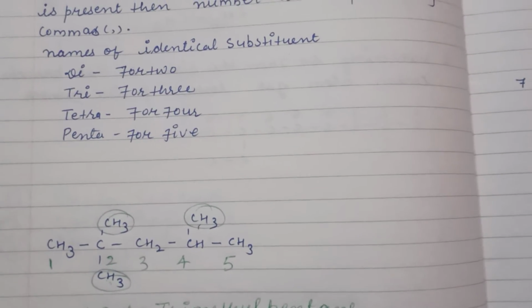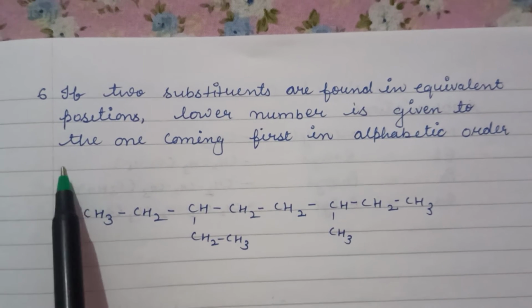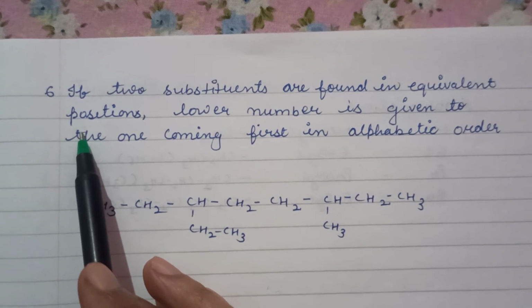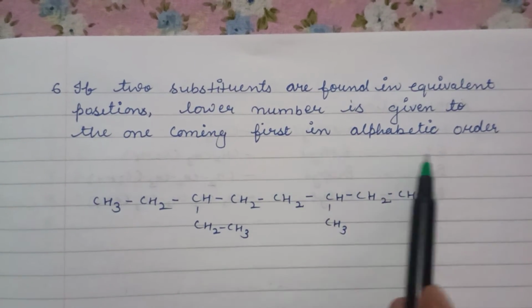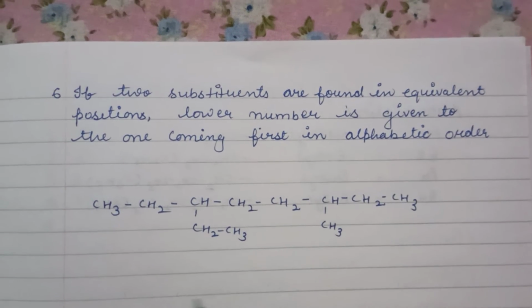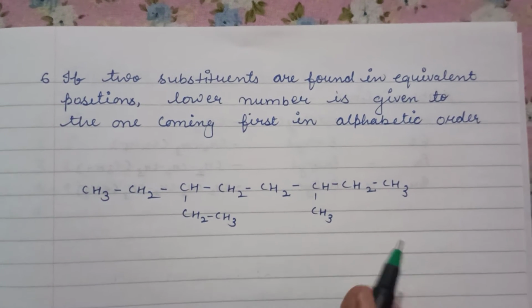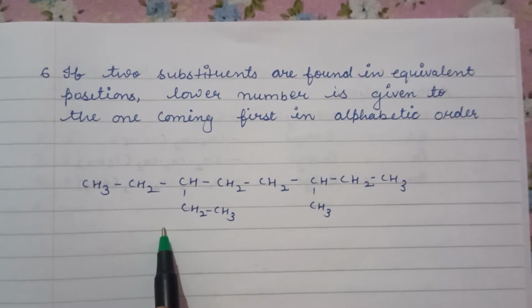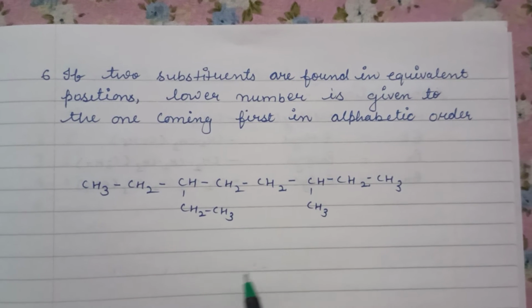Okay. Let us move. Next one point. It is 6th one rule. If 2 substituents are found in equivalent position, lower number is given to the one coming first in alphabetic order. If 2 substituents are present at equivalent distance in parent chain, then from which side you will do numbering? Then you have to number to the side where alphabetic order is followed.